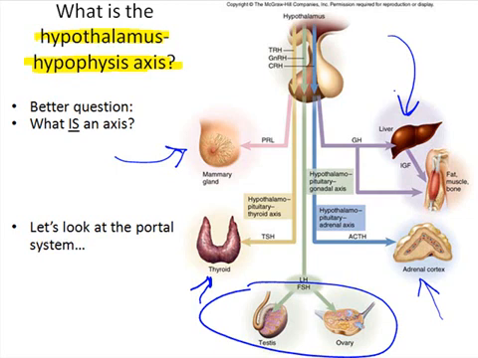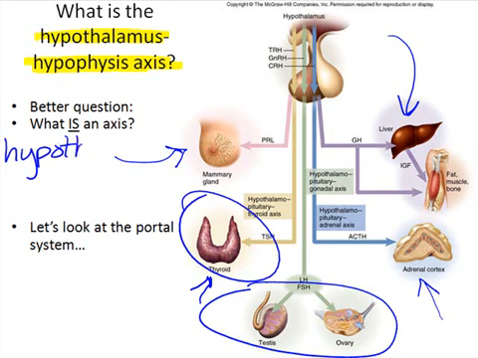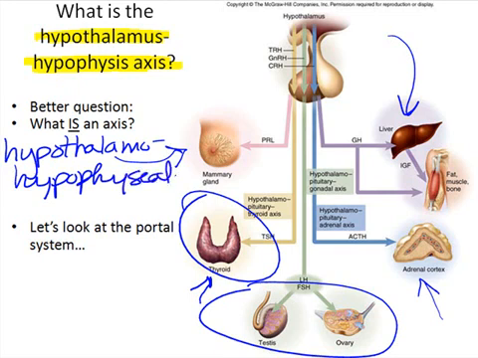So, for example, let's just do one. If we were to discuss the thyroid, for example, if we wanted to identify or to name the axis that involves the hypothalamus, the anterior pituitary, and the thyroid, we would call it the hypothalamic-hypophyseal-thyroidal axis. And that indicates that we're talking about the interrelationships and the use of hormones for communication between those three organs.